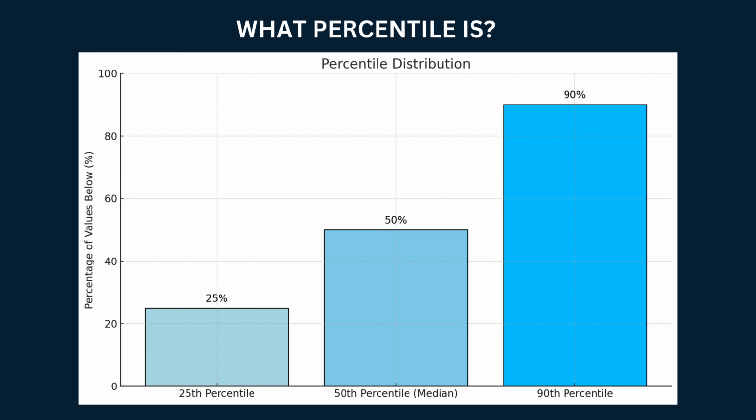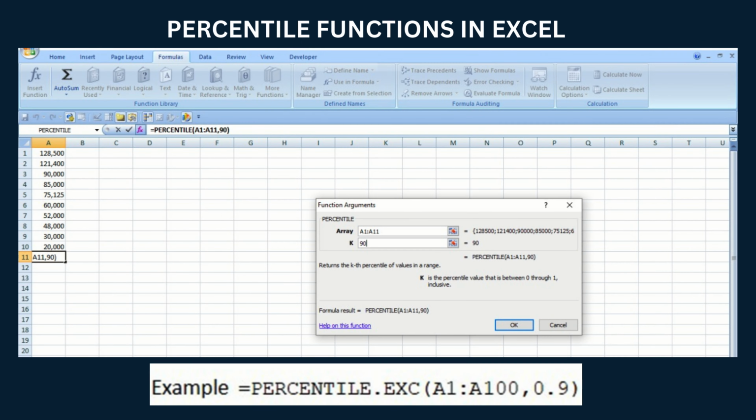Let's first understand percentiles. It tells us what percentage of a dataset falls below a certain point. For example, the 25th percentile is the point at which 25% of values fall below it. The 50th percentile, or median, is the point where 50% of the data lies below. The 90th percentile is where 90% of values fall below, and so on. They are useful in various data analysis contexts, such as identifying high or low performers in a group, understanding data distribution, and setting benchmarks. Let's discuss percentile functions in Excel.